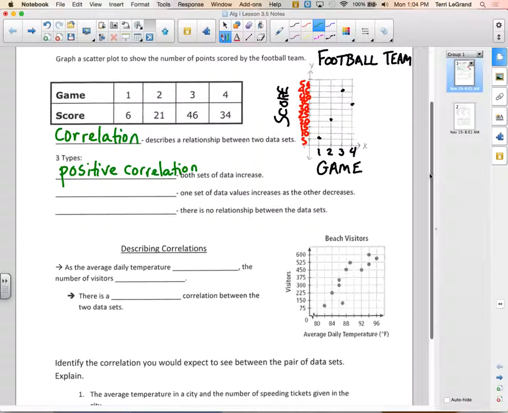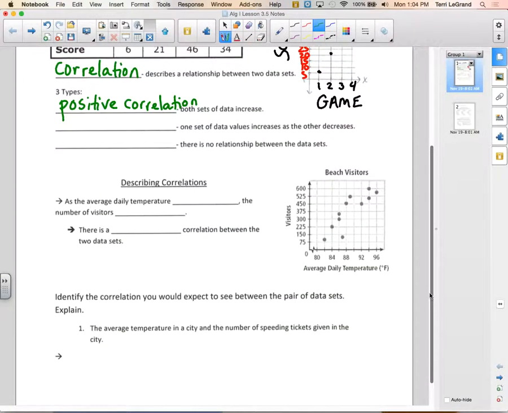And it doesn't have to keep the same pattern. Notice the 4th game didn't increase, it went down a little bit, but in general it is an increasing pattern. The more games they play, the better score they're getting. So as the games increase, so do the scores tend to increase. That's what we would say when we're describing, and we would say, yes, that shows positive correlation.